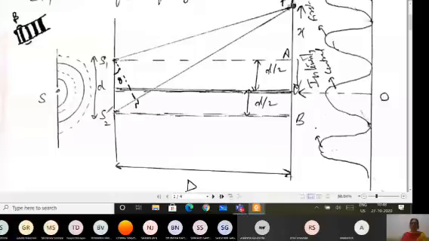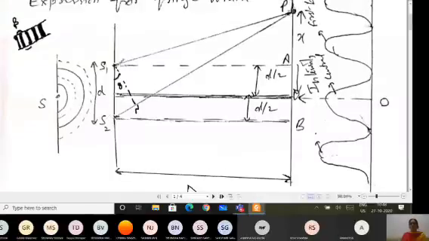So I have to find the value of S1P and S2P to solve the mathematics, and for that I am simply taking the help of this diagram. Of course, these angles are 90 degrees, these are perpendiculars drawn. So in the right angle triangles, I can find the value of the diagonal. S2P whole square will be equal to S2B whole square plus BP whole square. Now this S2B is equal to capital D, which is the distance between the source and the screen. And this distance BP is equal to x plus d by 2.